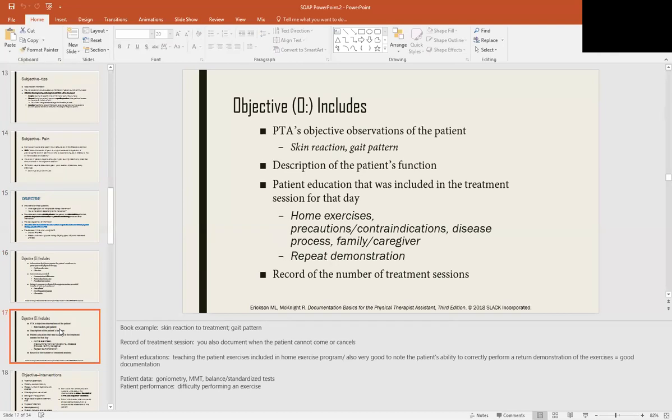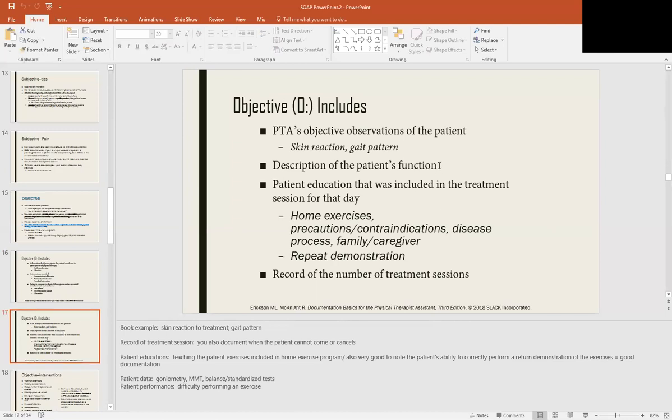The objective section also includes the PTA's objective observations of the patient. So you're noting their gait pattern. Let's say they had a total knee replacement on the right knee, and you're noting that they are lacking knee extension at heel strike. They're not fully extending during the stance phase, and plus they're not bending their knee with the swing, or for scientific language, flexing the knee during the swing phase of gait. So those are observations that you guys can make and that you guys can write objectively in that section.